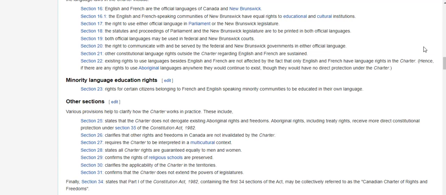Finally, Section 34 states that Part 1 of the Constitution Act of 1982, containing the first 34 sections of the Act, may be collectively referred to as the Canadian Charter of Rights and Freedoms.